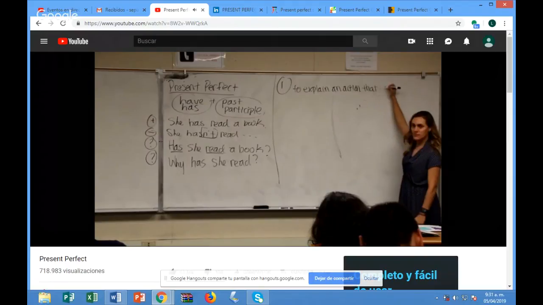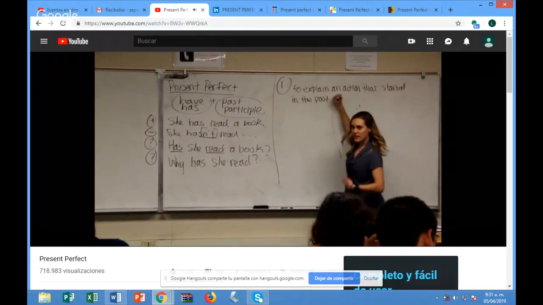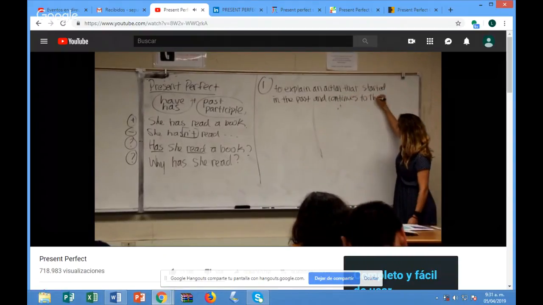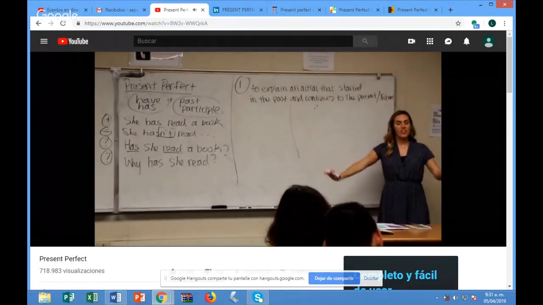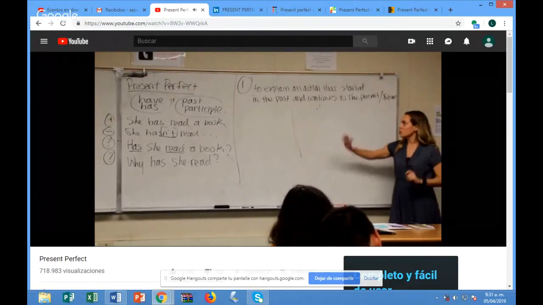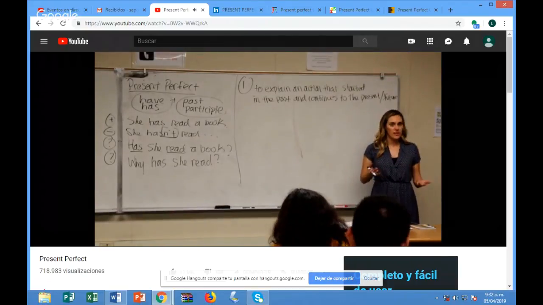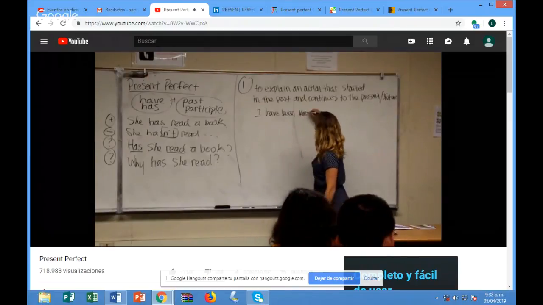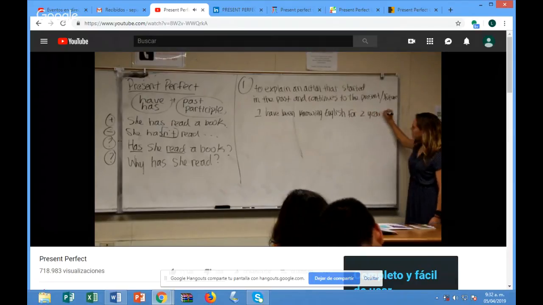that started in the past and continues to the present or even future, okay? It's the same. The only thing that's different is that usually you're going to use this one for the non-action verbs. Yeah, non-action. Because you can't use non-action verbs with ing, right? You can't say, I have been knowing English for 2 years, right? You can't say that.